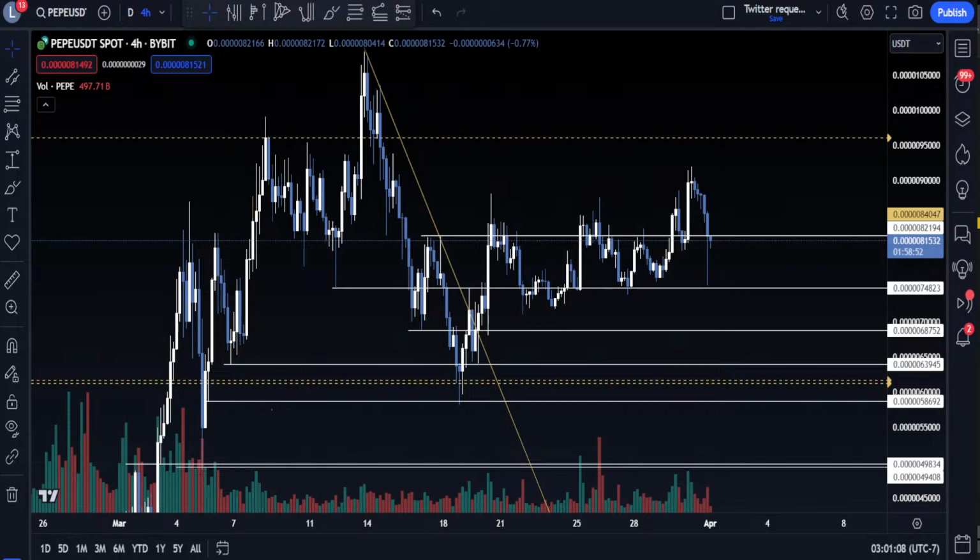Let me pull something up really quickly. All right, one moment. And I'm probably going to clear off the Pepe chart and just take a look at some different structures.